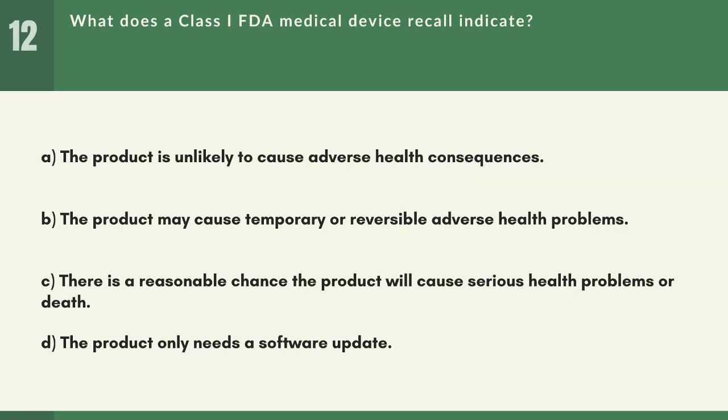Question 12. What does a Class 1 FDA medical device recall indicate? A. The product is unlikely to cause adverse health consequences. B. The product may cause temporary or reversible adverse health problems. C. There is a reasonable chance the product will cause serious health problems or death. D. The product only needs a software update.